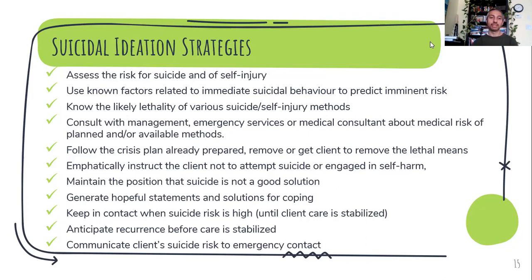And then we keep in contact with the client when their suicide risk is high. So in case management, calling them a little bit more often, having people check in on them, having their family check in on them if possible, and anticipate that they might become suicidal again. If their depression's gone down, it might come back in a few days. So what are we going to do in that case? Do they have a copy of their safety plan? Do they have someone that's checking in on them? And then we communicate the client's risk to their emergency contact if there is consent from the client or if there is imminent risk.